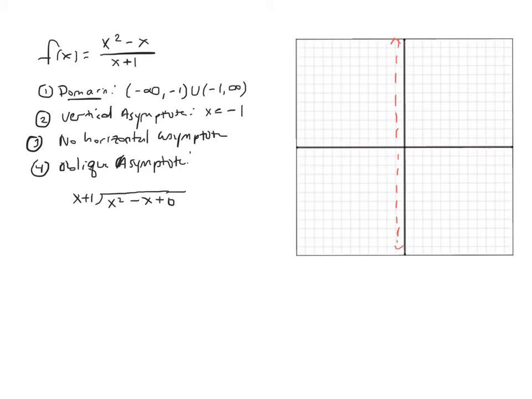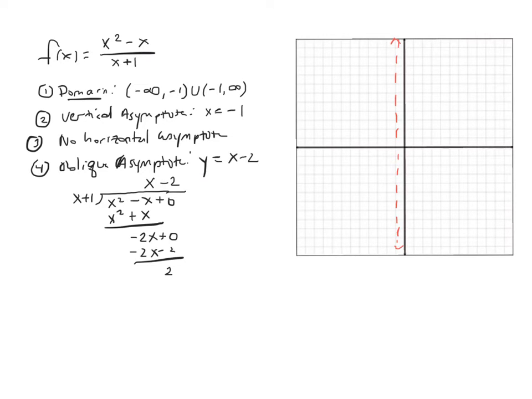So x squared divided by x is x. We get x squared plus x. When we subtract, bring down, -2x divided by x is -2. We have a remainder of 2, but we're not going to worry about that. Our oblique asymptote is at y equals x minus 2.